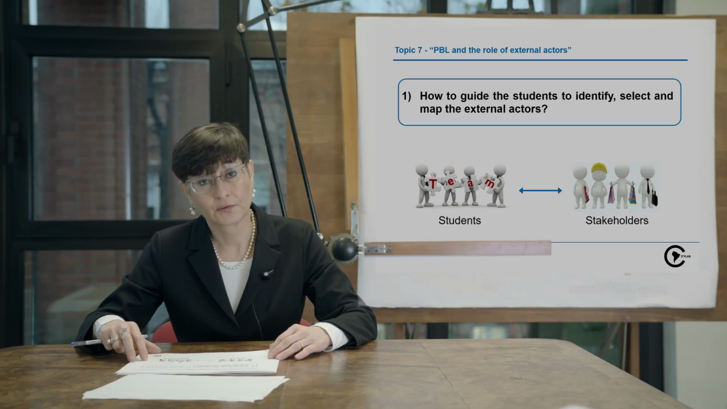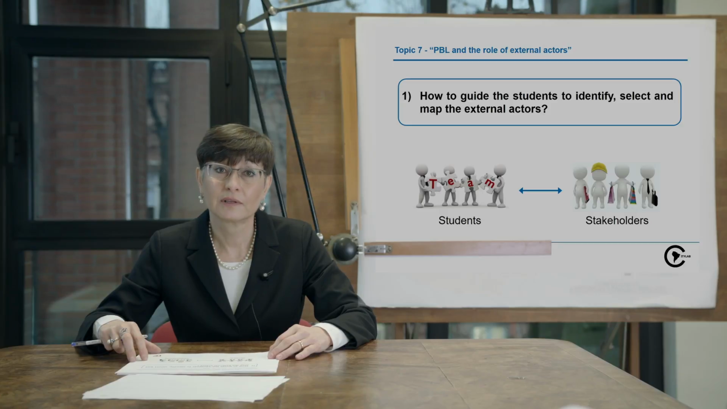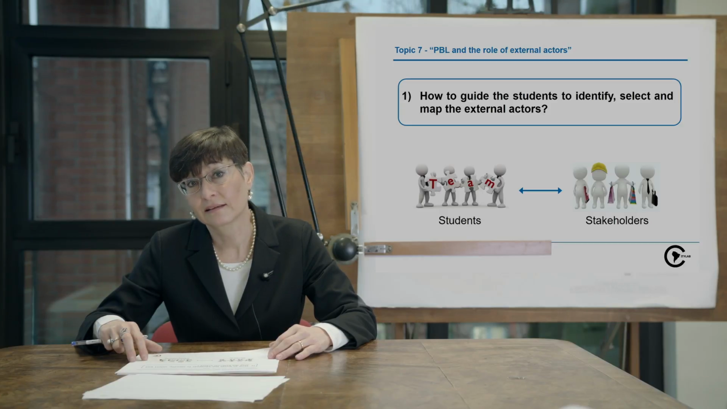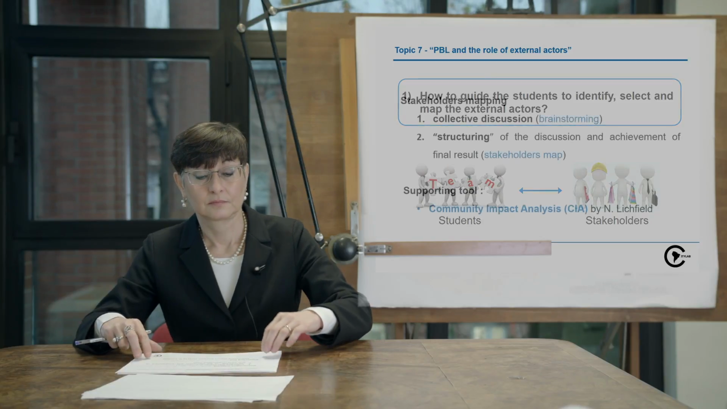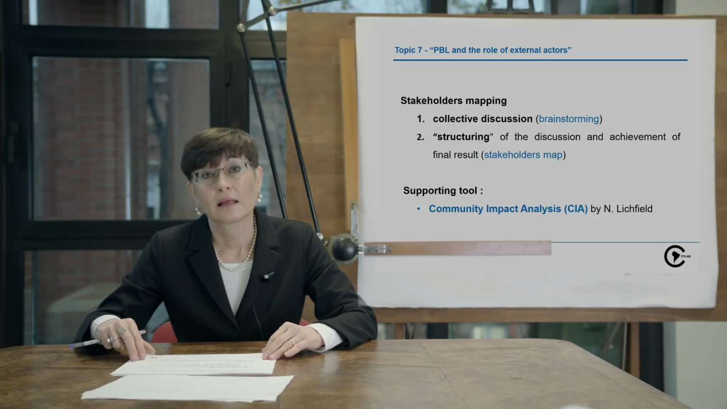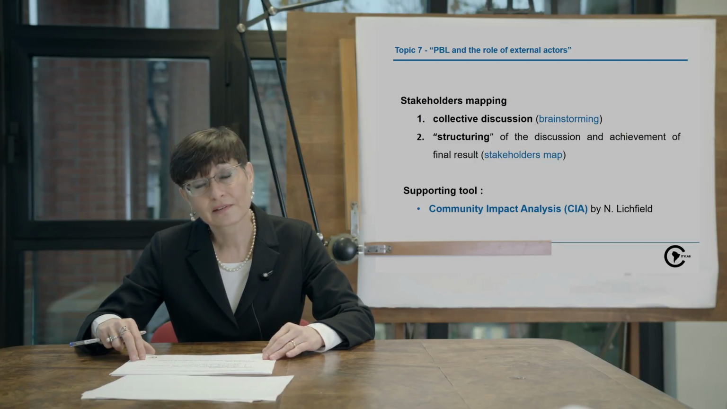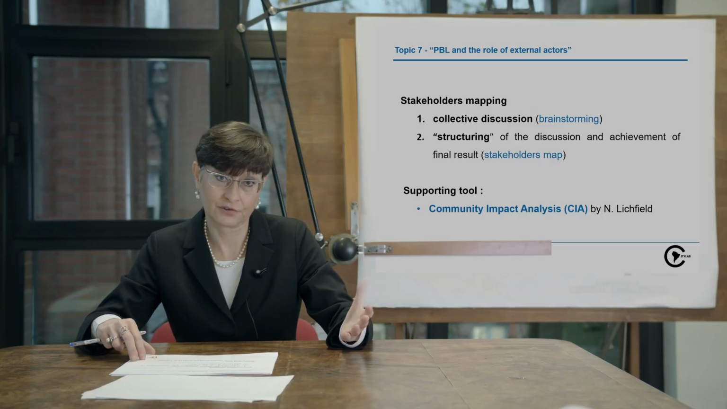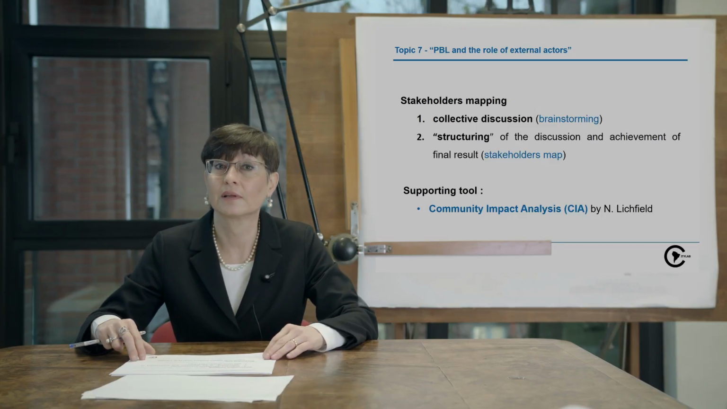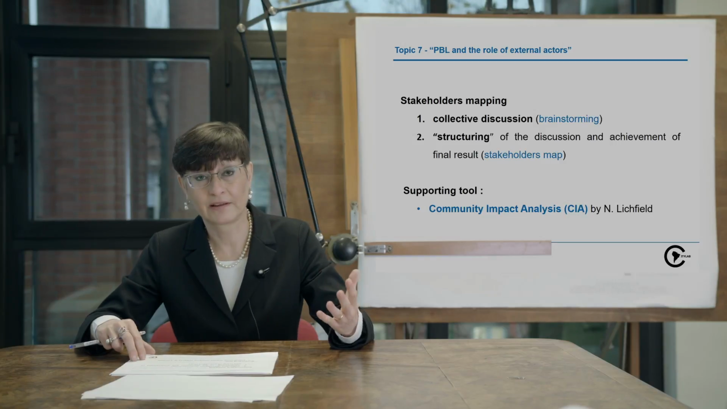Let's talk about the first problem, how to guide the students to identify, select and map the external actors. In stakeholder mapping, there are two main activities. The first activity is the collective discussion with the teachers and the students in the form of a brainstorming. The second activity is the structuring of the discussion with the support also of a method and operative approach.